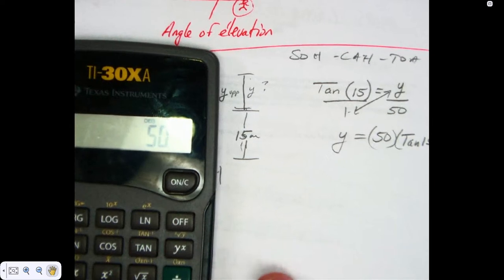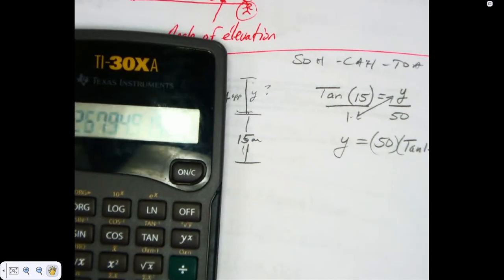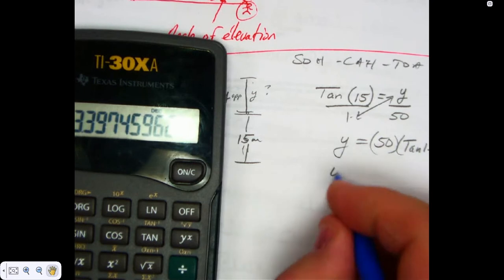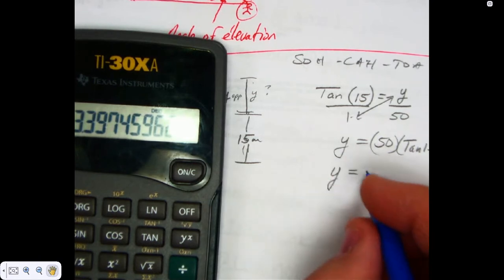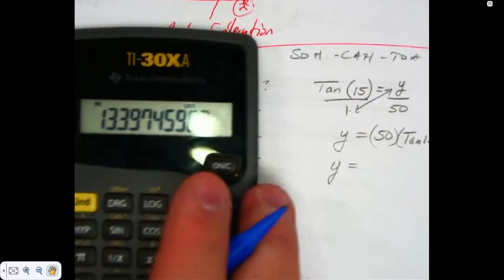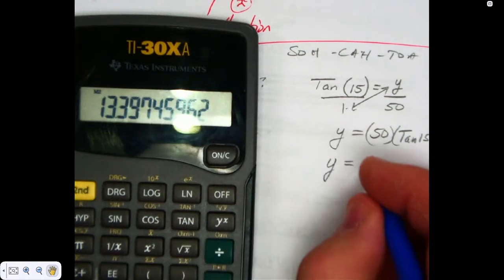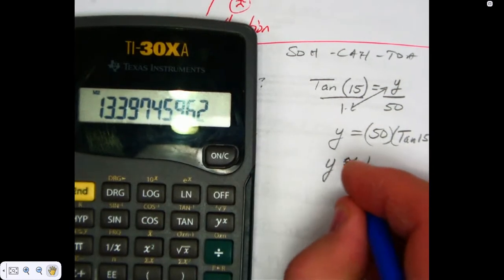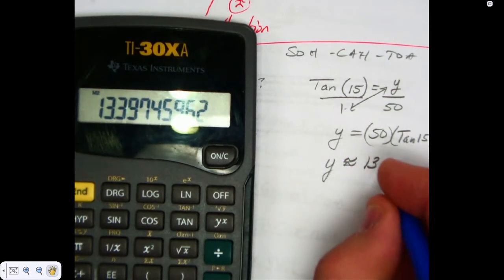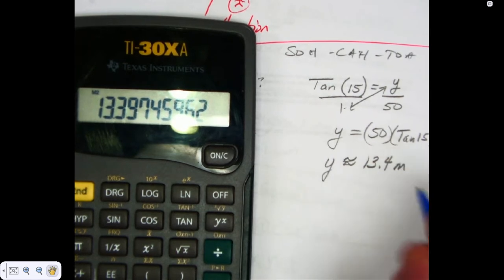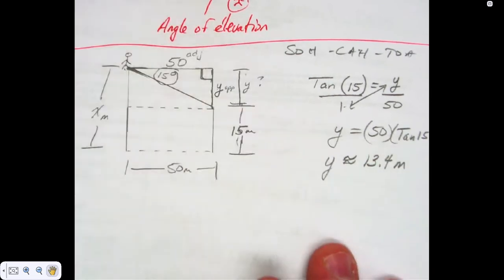50 times 15 tangent equals, what is y? And what did they ask us to round to? Nearest tenth of a meter. I got 13.39, so what would this be? Approximately 13 point what? 4 meters. So that's where y is.